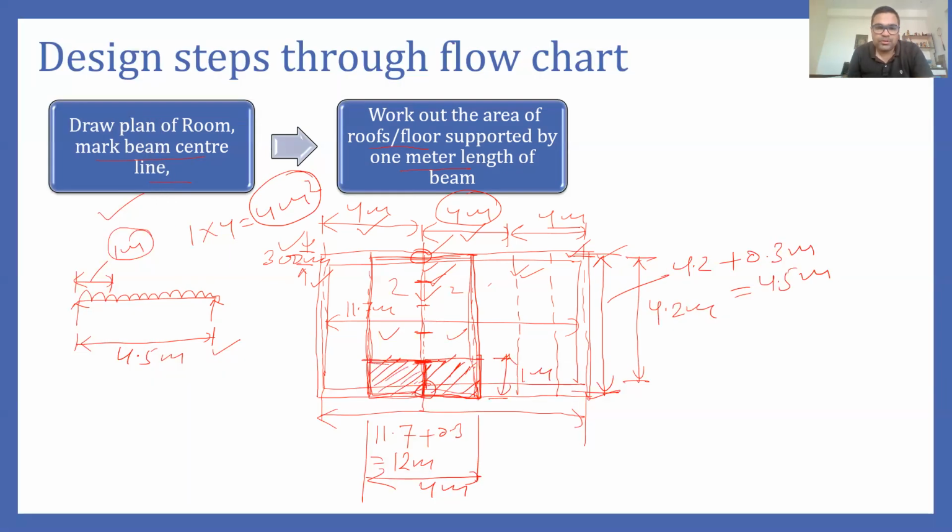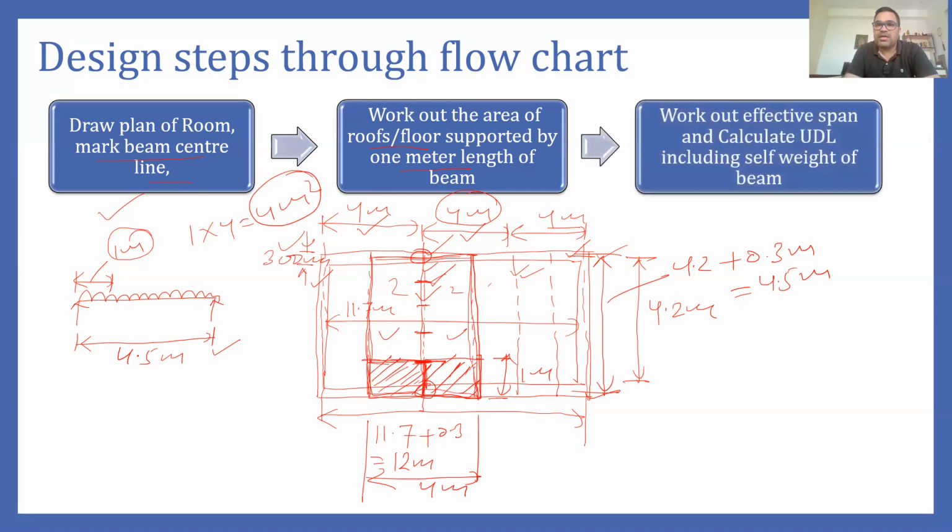So that is our second step, in which we have to work out the area which is supporting on the beam. Then next, we have to work out the effective span of the beam. So effective span becomes this one, center to center of the supports. So this becomes 4.5 meter. And also we need to calculate the UDL.